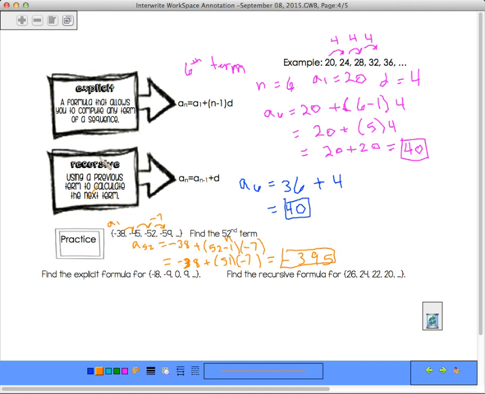Okay, so we definitely wanted to use the explicit form that time because otherwise we would have had to write out 51 terms. We don't want to do that.